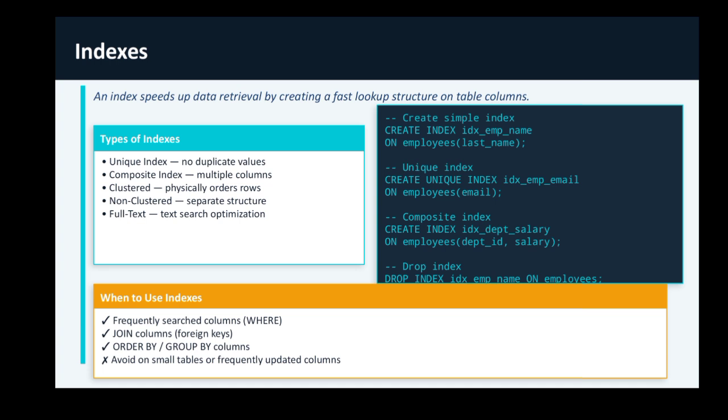So the main question we arrive at here is, when should we use an index? We can use an index on columns frequently used in where clauses, join conditions, and order by or group by operations. When should we avoid them? We should avoid indexes on small tables or columns that are updated frequently because indexes have write overhead. The create index example on screen demonstrates simple, unique, and composite index creation along with the drop index syntax.